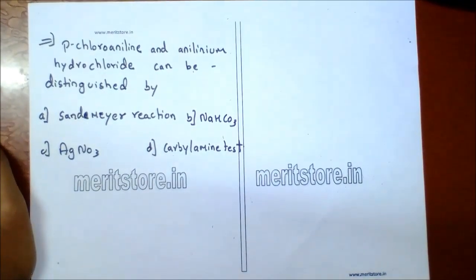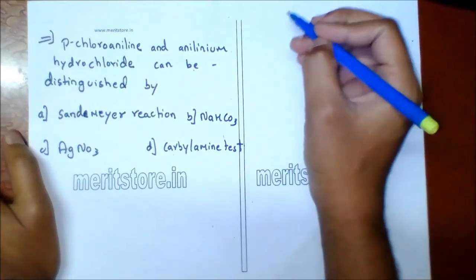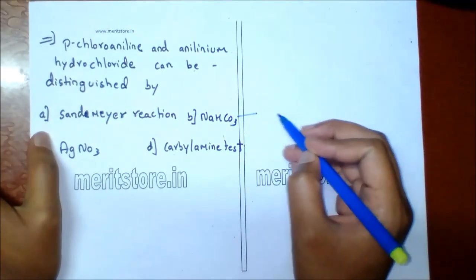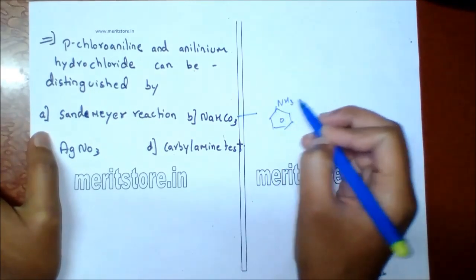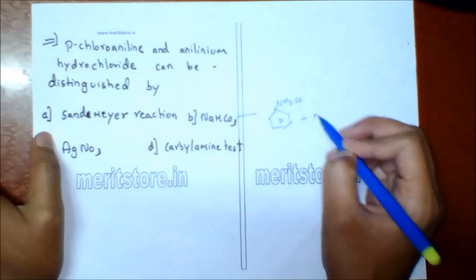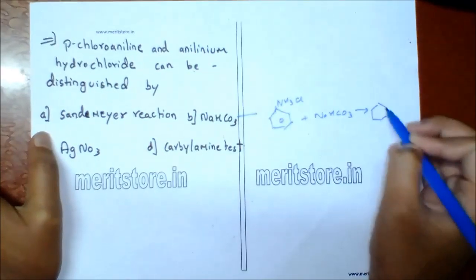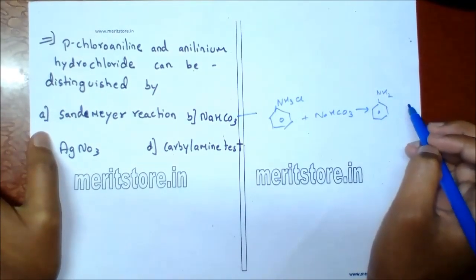Parachloroaniline and anilinium hydrochloride can be distinguished by: A. Sandmeyer reaction, B. NaHCO3, C. AgNO3, D. carbylamine test. With NaHCO3, C6H5NH3Cl plus NaHCO3 will give aniline plus carbon dioxide, NaCl and water.